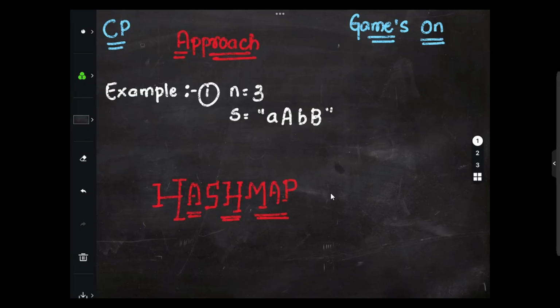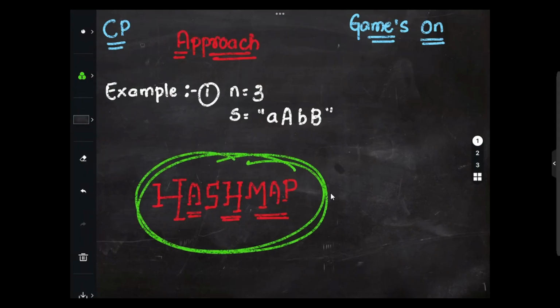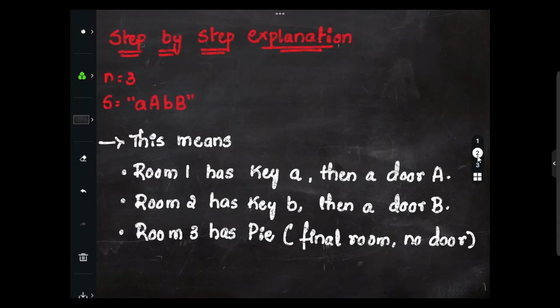So one thing that we need to keep in mind here is we will be making use of the hash map approach. Again, I'm telling, we will be making use of the hash map approach here. So I hope this is clear. Just keep this in mind. We'll be going with the hash map. So let's see the step by step explanation here.